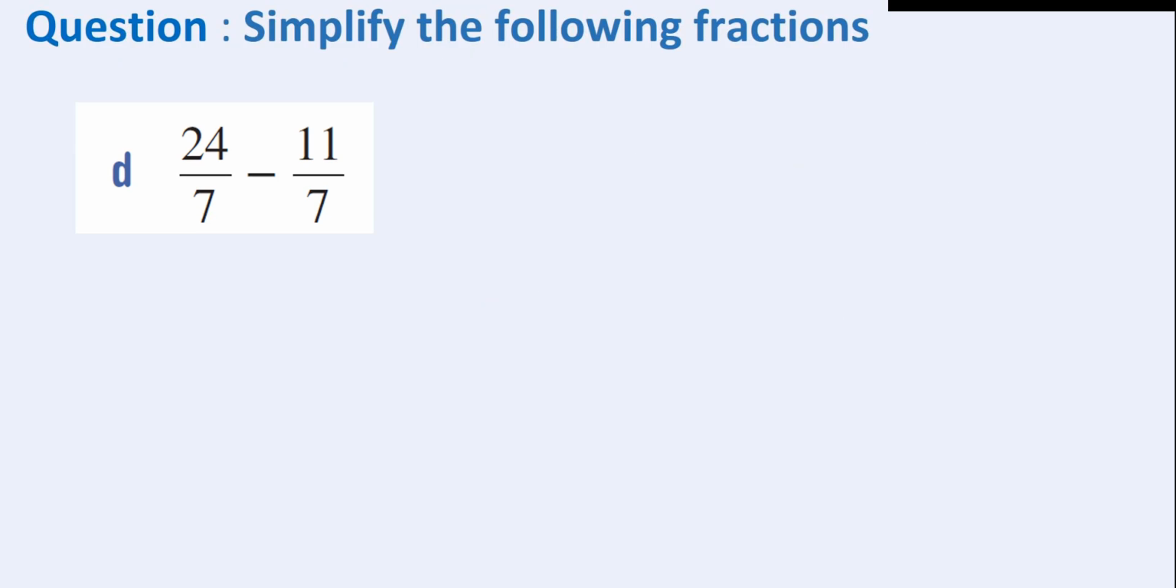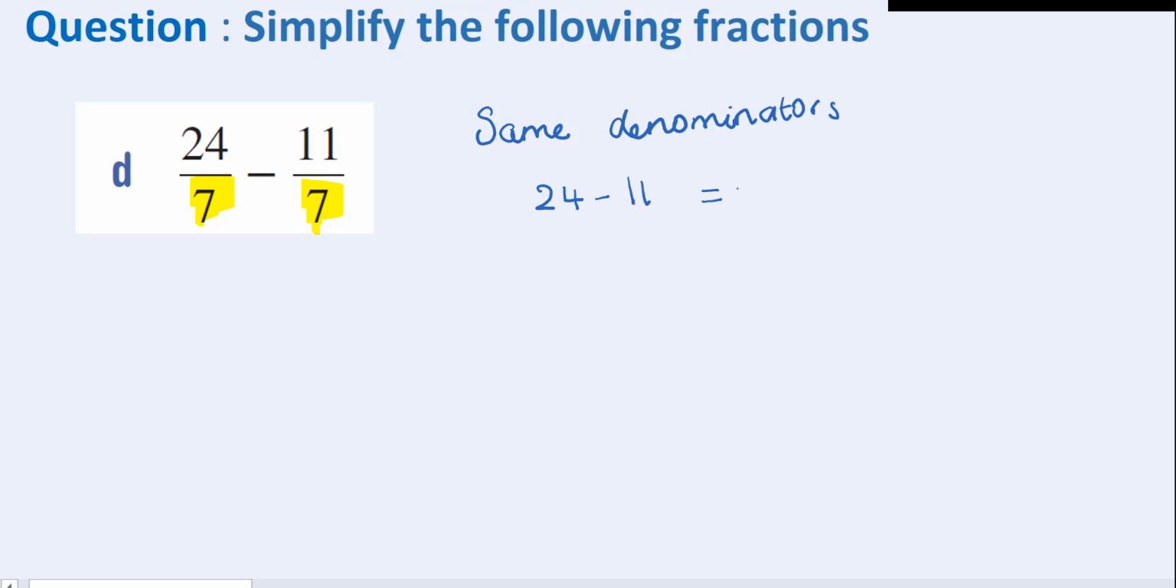Now here again, you need to simplify the following fractions. So I'm going to look at the numbers at the bottom and I'm going to ask myself, are they the same or different? So in this case, they're the same. So you have the same denominator. So if you have the same denominator, you can go ahead and just add or subtract. So in this case, we're subtracting the top numbers. So 24 minus 11, which gives me 13. So you get an answer of 13/7.